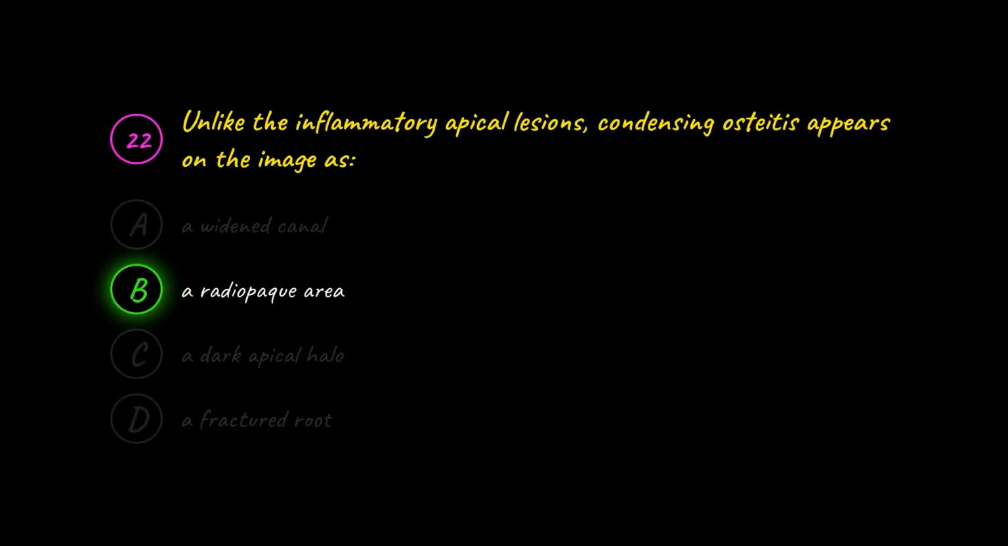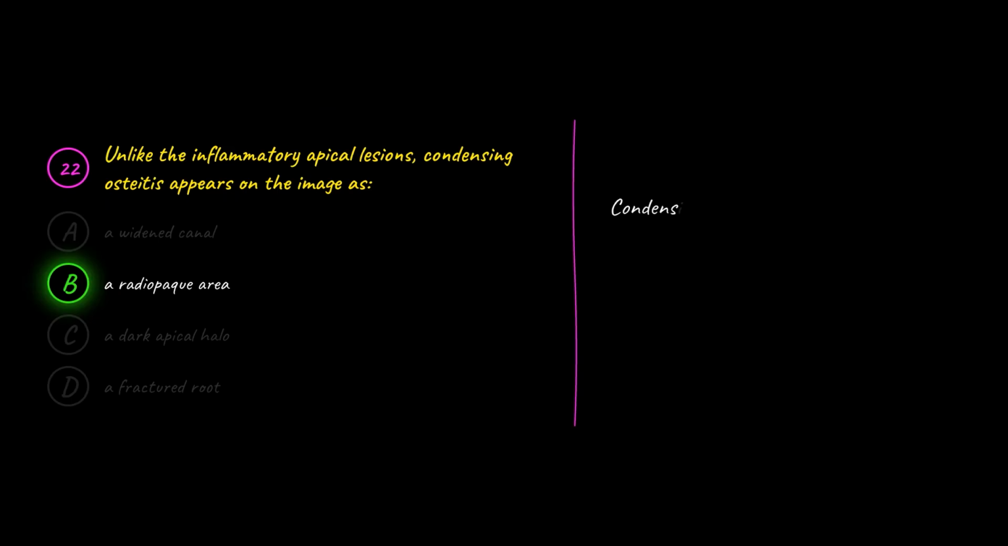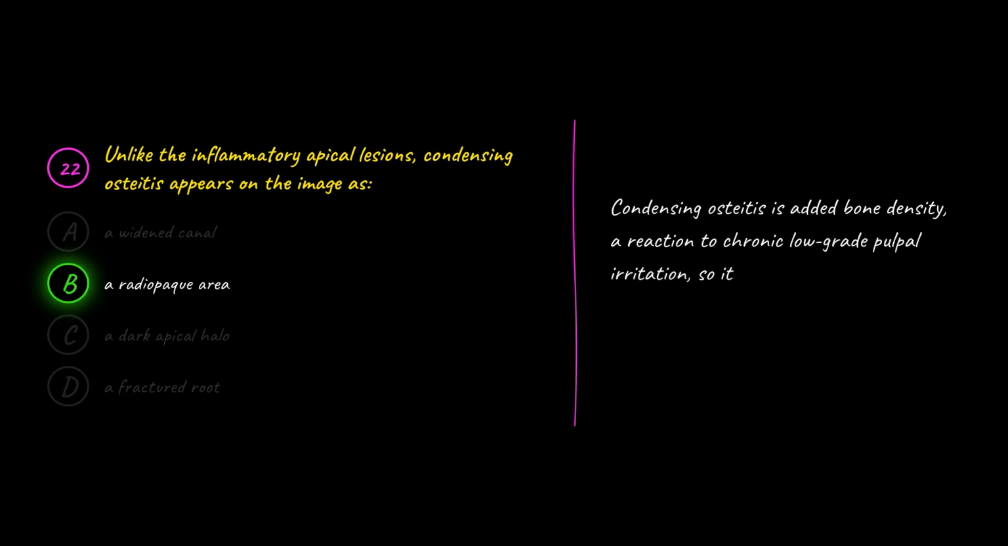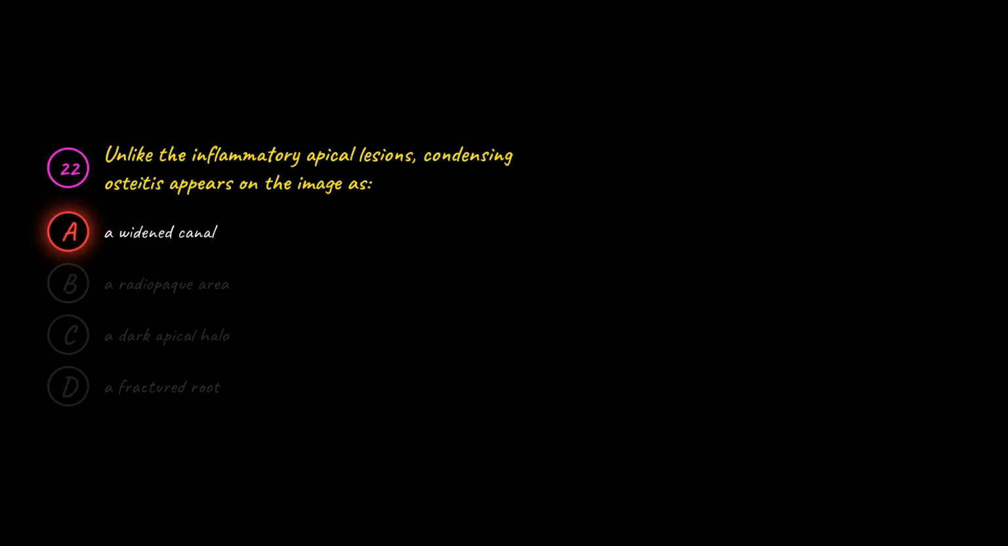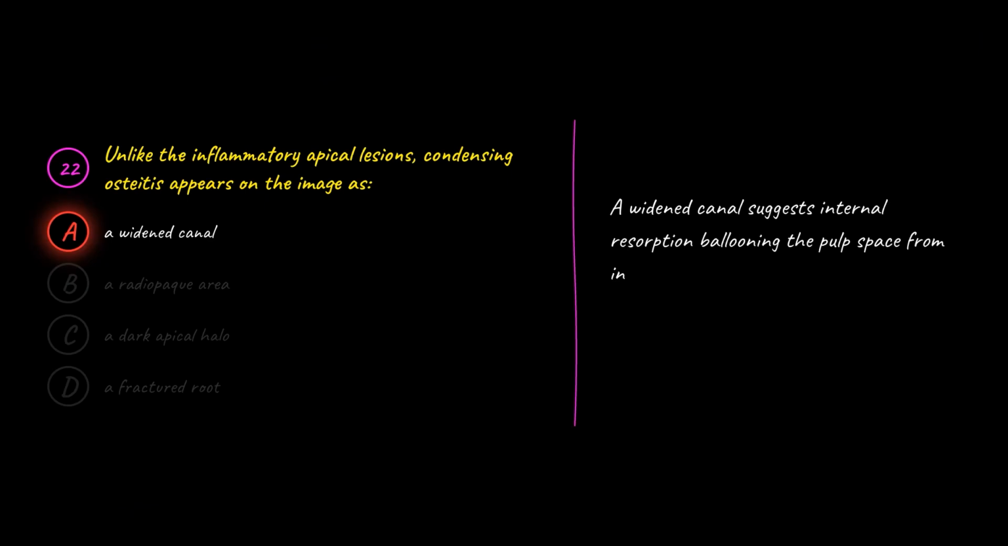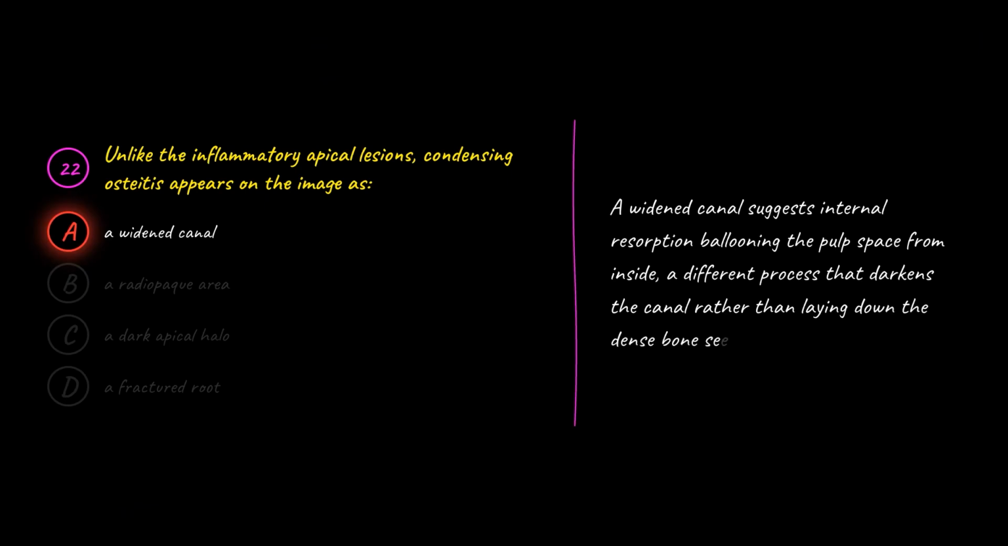The correct answer is B, a radiopaque area. B is correct because condensing osteitis is added bone density, a reaction to chronic low-grade pulpal irritation. So it shows as a radiopaque area near the apex rather than the radiolucency of bone destruction. A is wrong because a widened canal suggests internal resorption ballooning the pulp space from inside, a different process that darkens the canal rather than laying down the dense bone seen here.